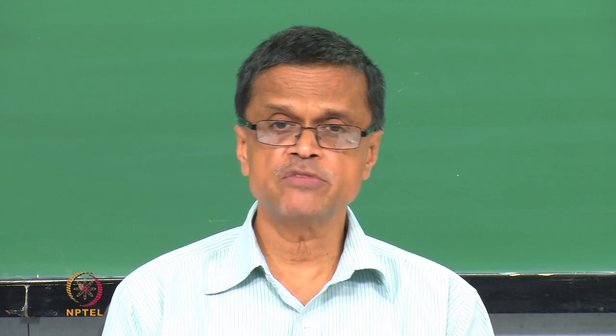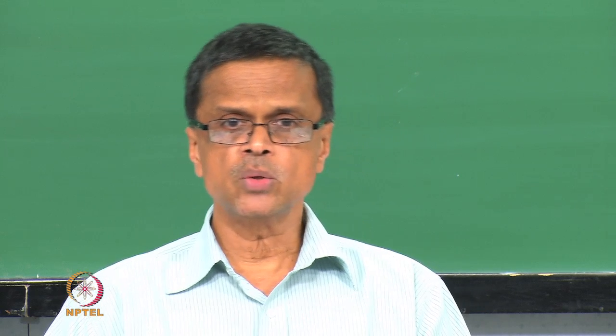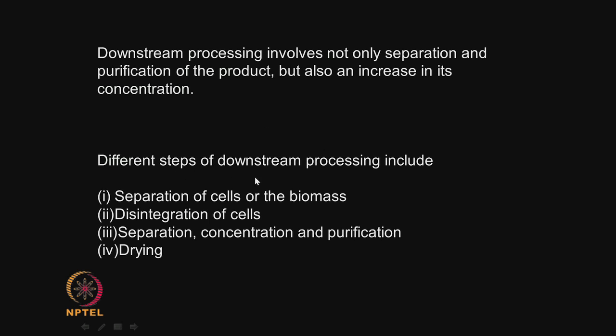Extracellular products are generally cheaper than intracellular products. Basically, the downstream steps involve separation of cells, cell debris and biomass, then disintegration of the cells, then separating the solid and the liquid, then concentrating your product, then purifying your product, and then drying. So, you can broadly group the various downstream steps into 4 large categories.